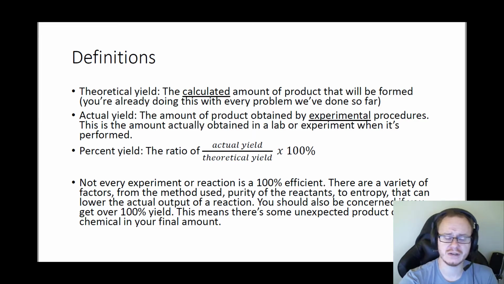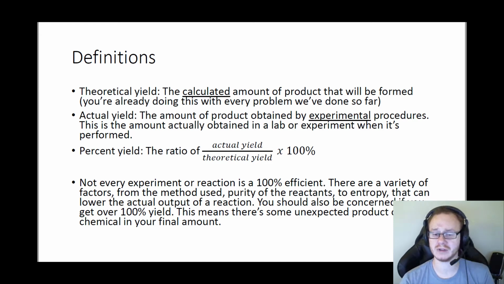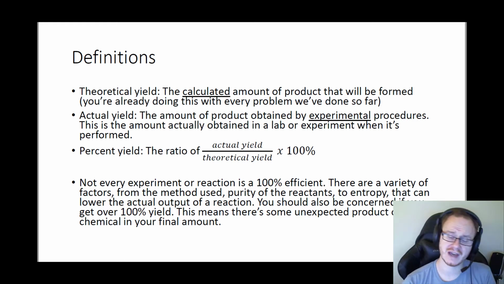Something that's a little bit new to you will be something called actual yield. Now, if we were in class, every time we do a lab, the amount of product you get from a lab experiment is the actual yield, and it's almost never equal to the theoretical yield. This is the amount of product obtained by experimental procedures, so you must actually perform the experiment and measure the final amount. The reason the actual yield is commonly not equal to the theoretical yield can be pretty broad. We'll discuss that in a little bit.